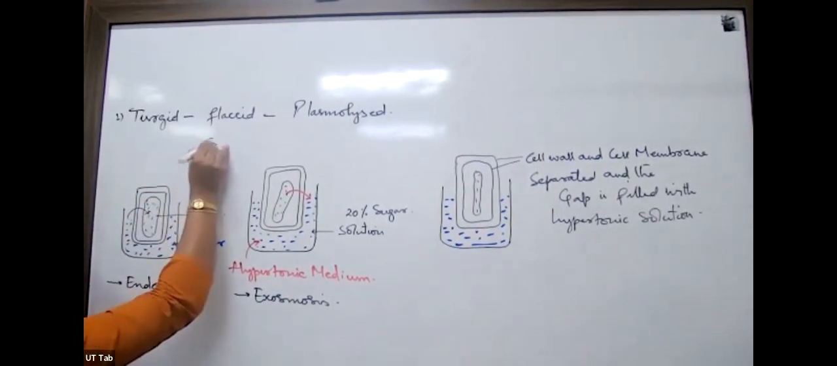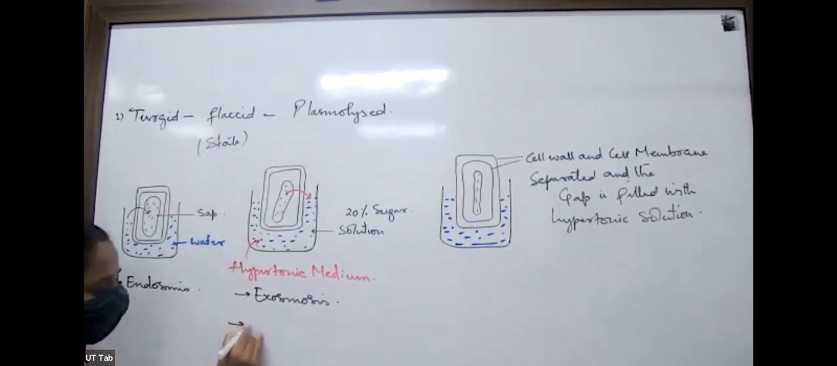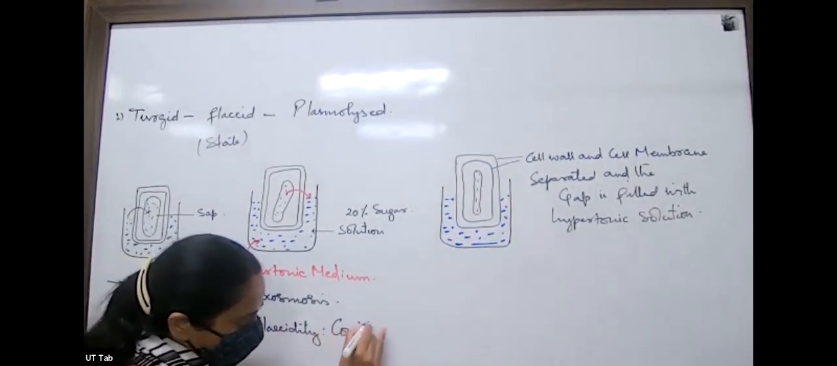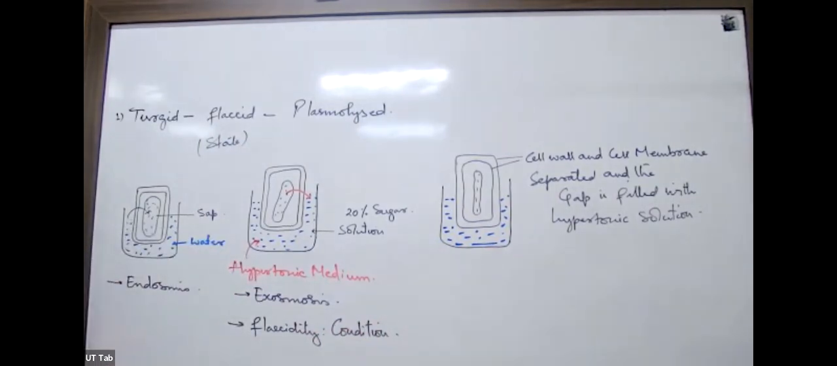Flaccid, remember, we are talking about the state of a cell. Flaccidity is the condition of a cell. So how do we define flaccid and flaccidity? Flaccid is the state of a cell which has given out a large amount of water by the process of exosmosis, and the condition is called flaccidity. Is the cell taking in water? Then it is turgid. Is it giving away water? Then it is flaccid. That is the state of a cell.